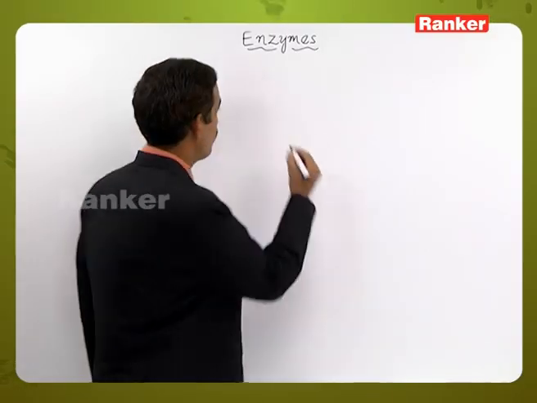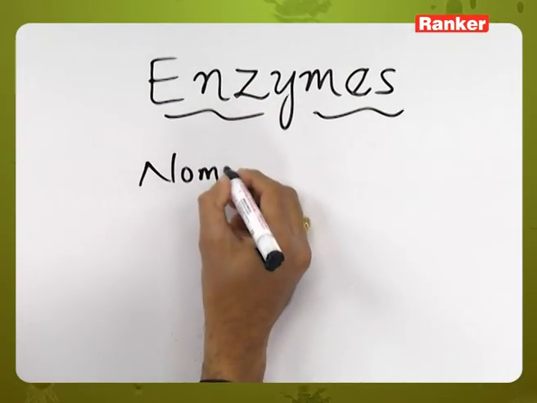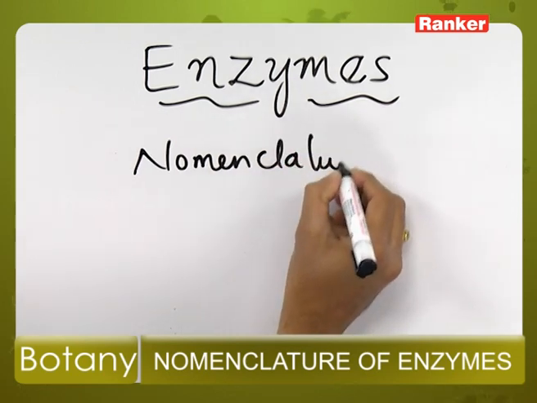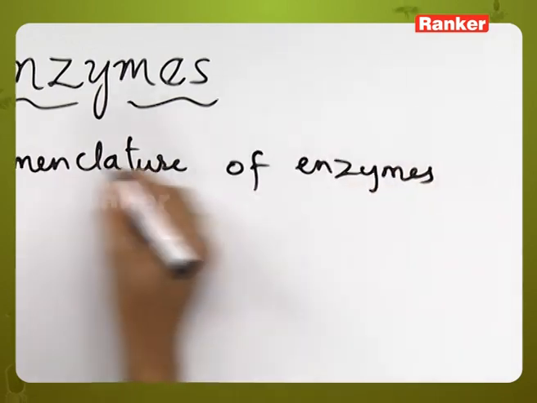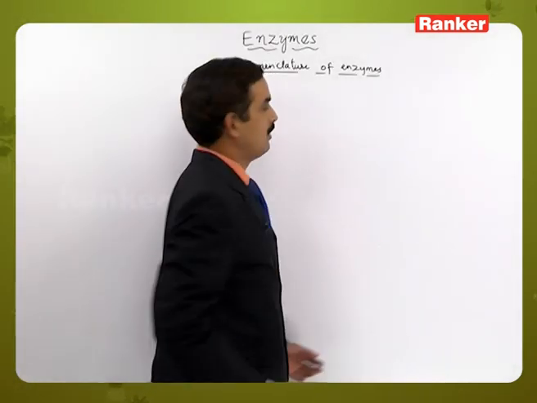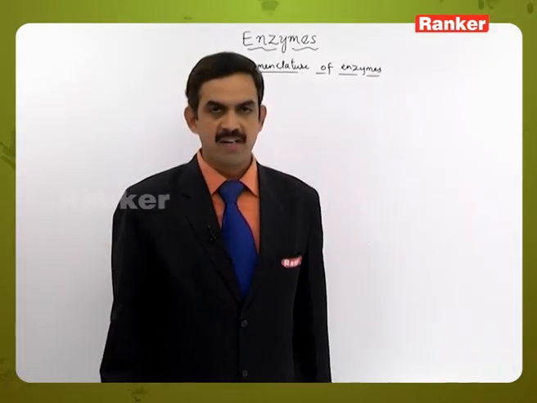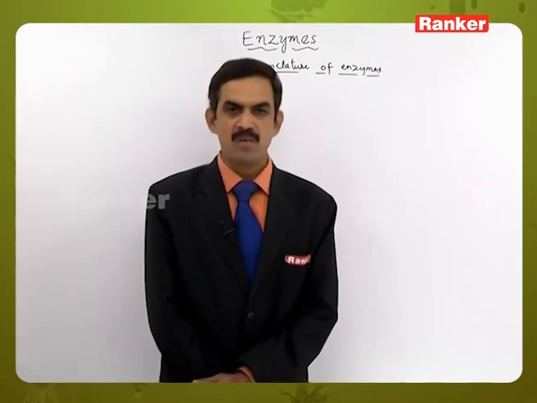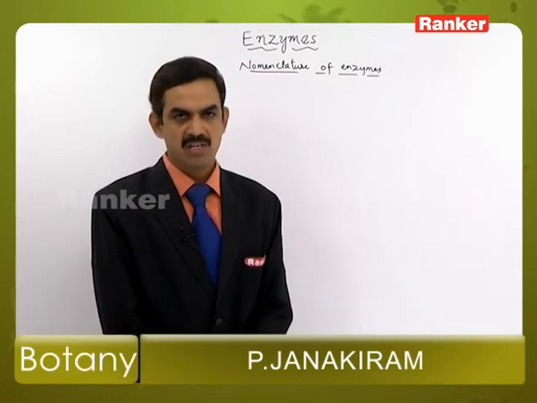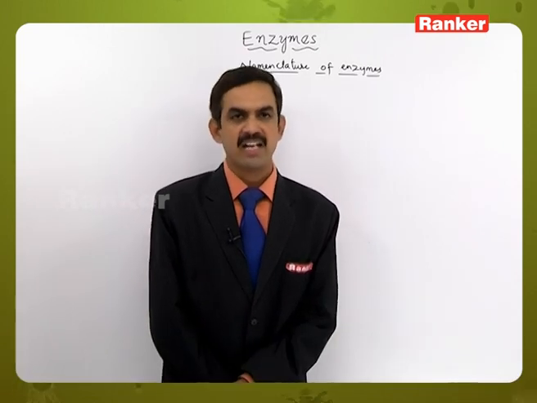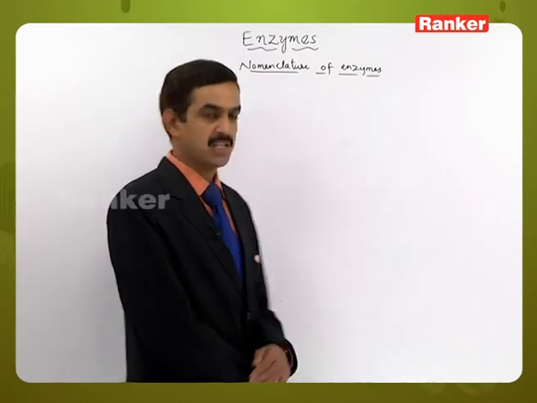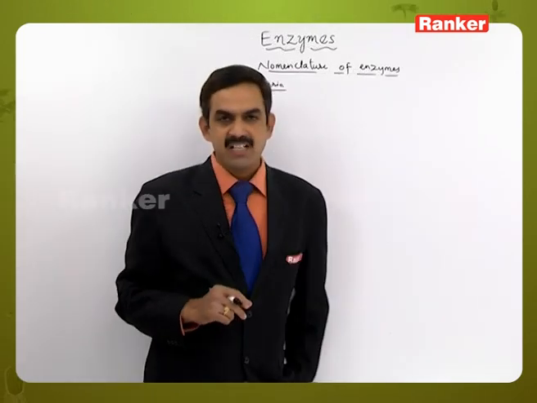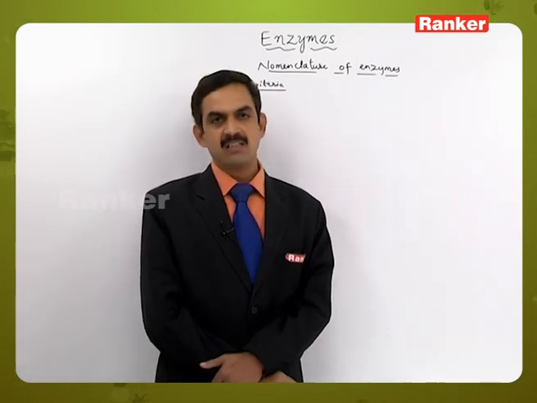Next one is nomenclature of the enzymes. After the discovery related to the various types of enzymes, now the naming of the enzymes is also very important and vital to identify the enzymes, in which reaction or in which type of reaction they are participating. There are many criteria for naming the enzymes.